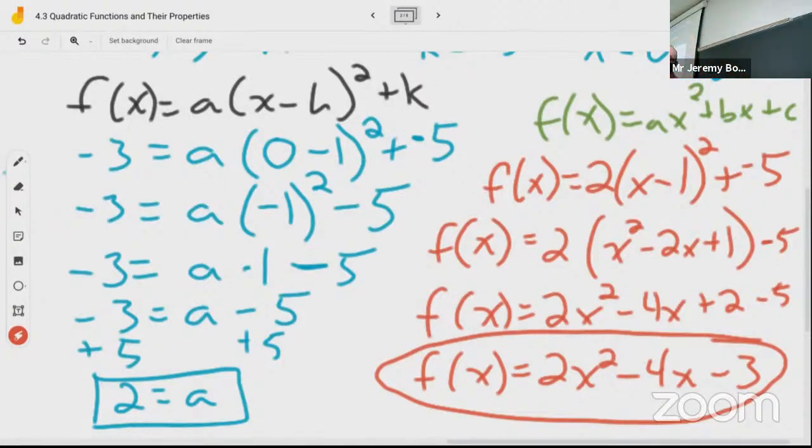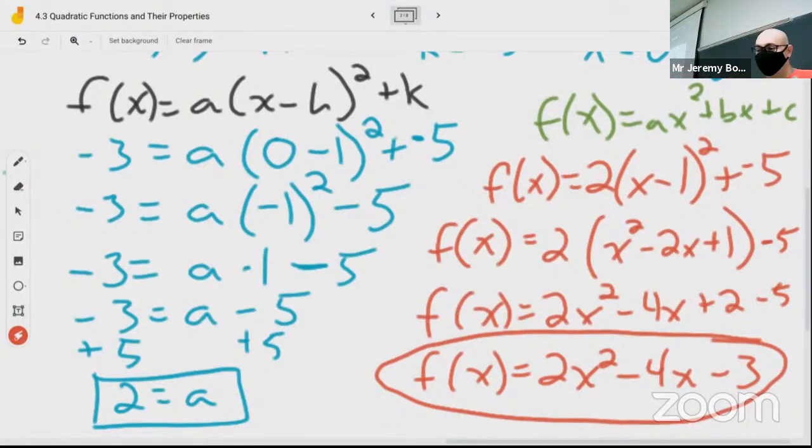If you want to check everything, plug in the h and k values for x and y. See if they equal out. Plug in the other point they give you too. See if it works out. But a quick check, if they give you the y-intercept, your c value should be that same value. Any questions on that?